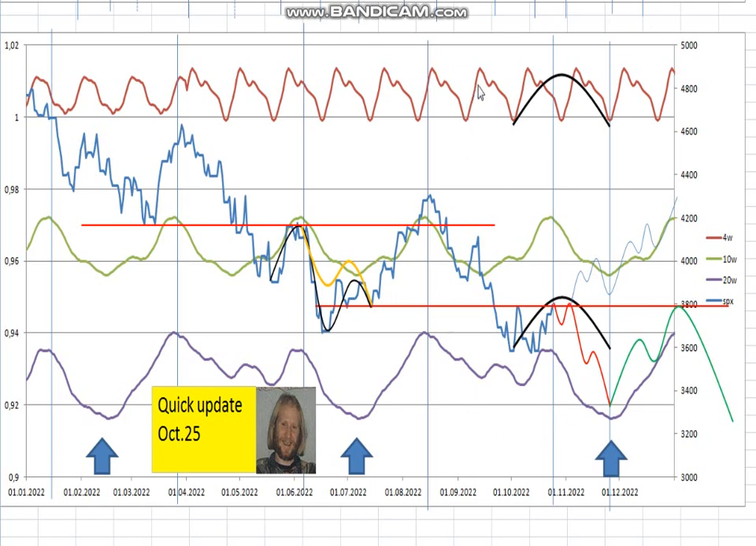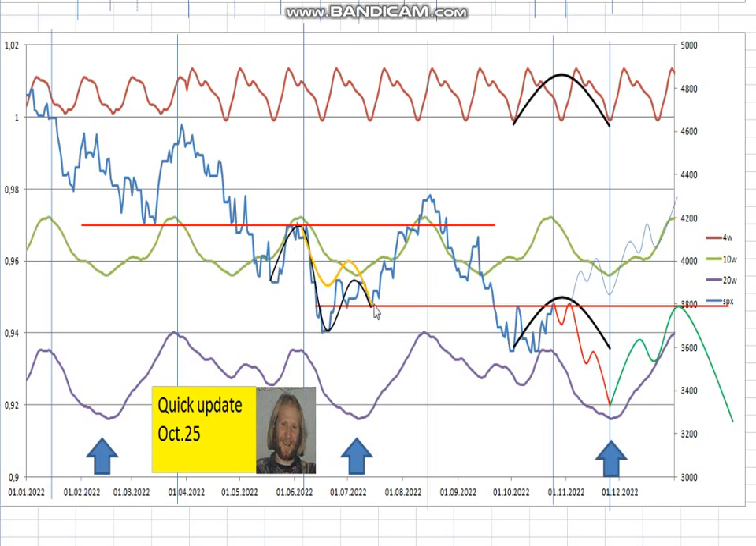On the top I have my 4-week cycle, in green the 10-week cycle, and in purple I have the 20-week cycle. So the low in March was a 20-week cycle low. The low in June, July was a 20-week cycle low. And let's have a look at this low.